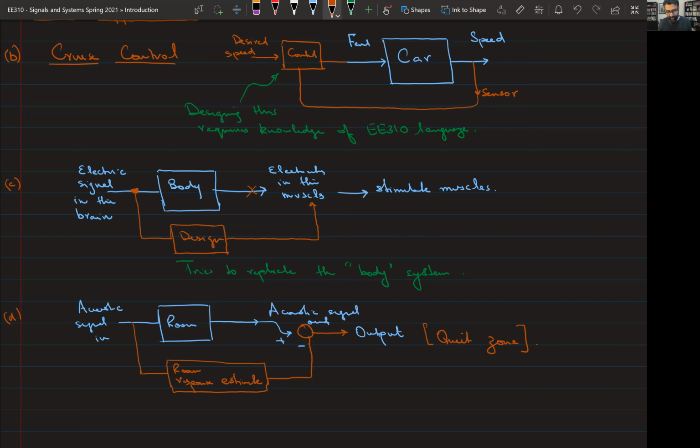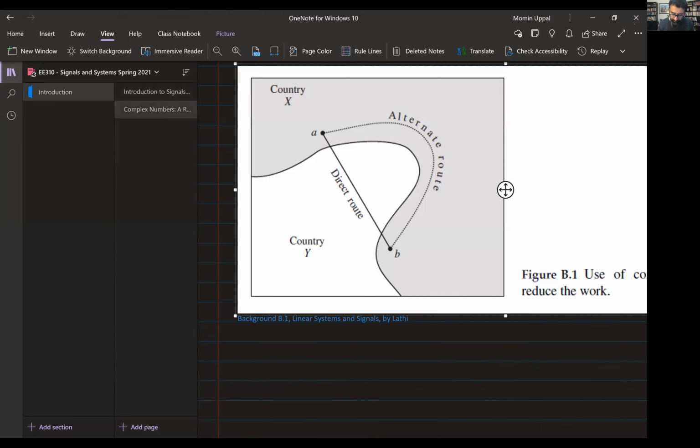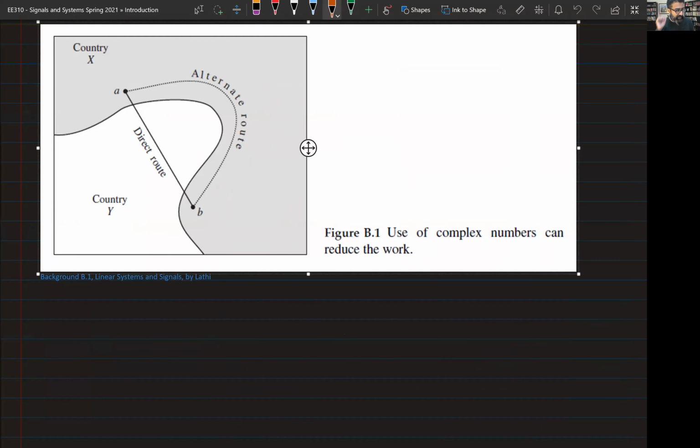Okay, so this is perhaps too fancy. This may not work in this fancy of an application. All right. Okay, complex numbers.